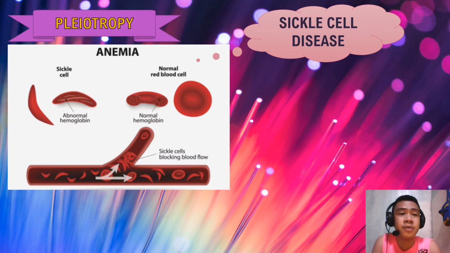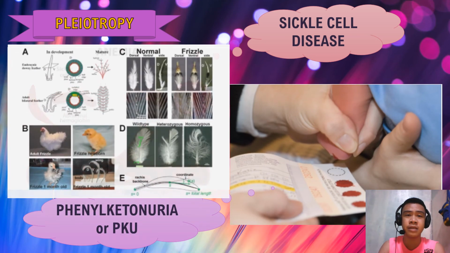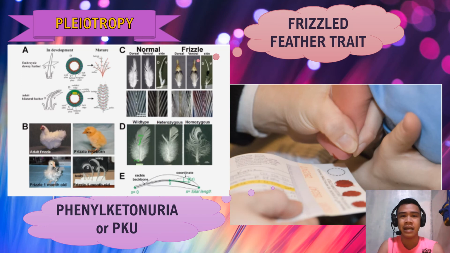Another example of this is PKU, or phenylketonuria, another disease resulting from pleiotropy. PKU is caused by a mutation of the gene responsible for the production of an enzyme called phenylalanine hydroxylase. And another example is the frizzled feather trait.